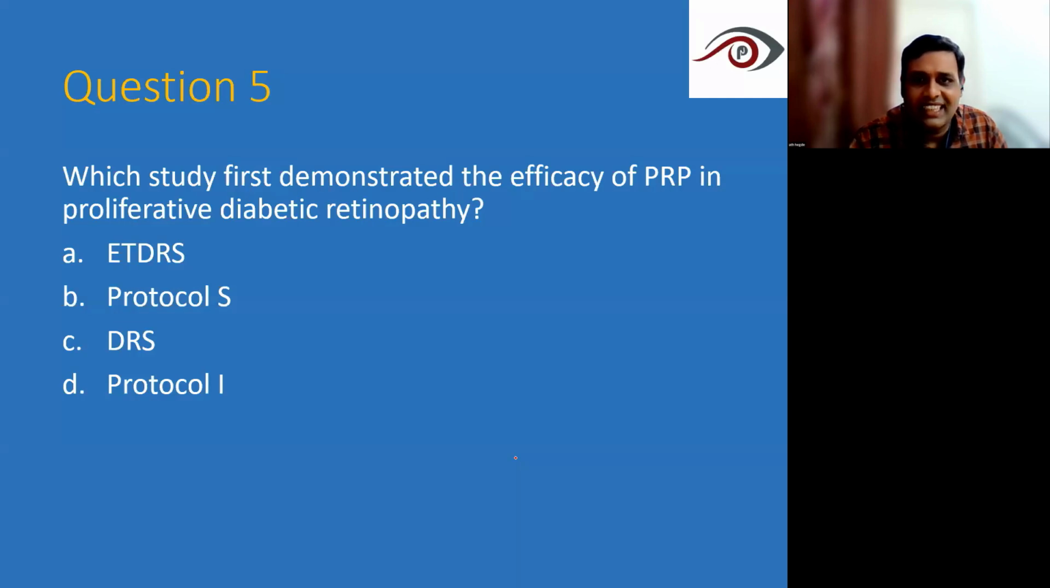Various studies are there, and you should know this history so that we get to know what has happened and where the lasers have come from. It's very interesting to see how the laser was developed in retina. Yes, 60% of people said ETDRS. ETDRS gave us when to do the laser for diabetic retinopathy and diabetic macular edema. But the first and most important study, which helped us establish the efficacy of PRP, is the Diabetic Retinopathy Study.